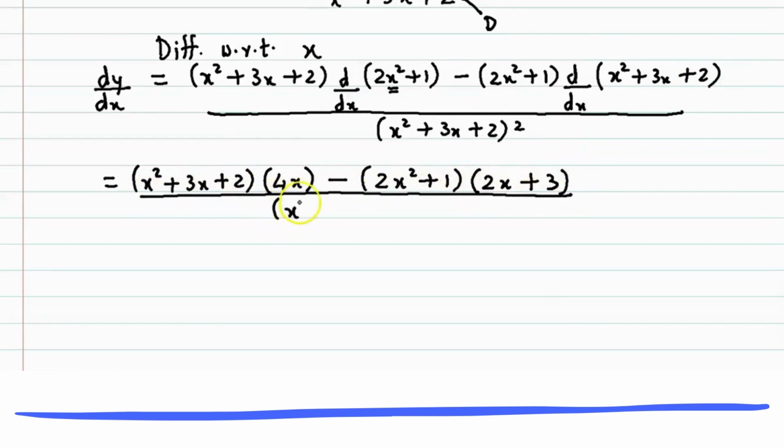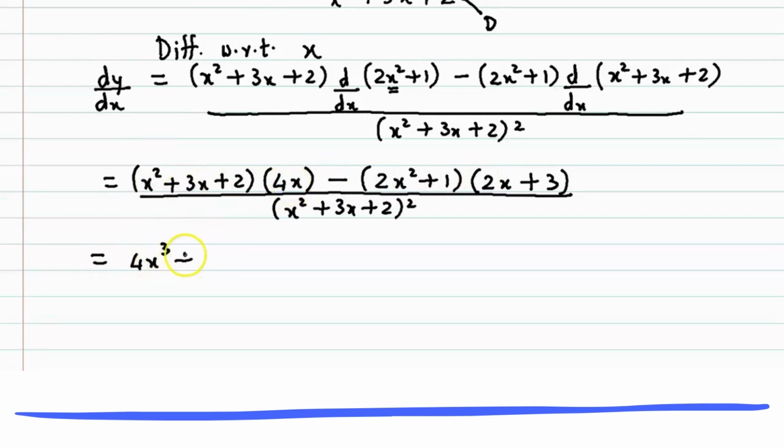(x square plus 3x plus 2) the whole square. Now let us simplify the numerator. 4x into x square, that is 4x cube.